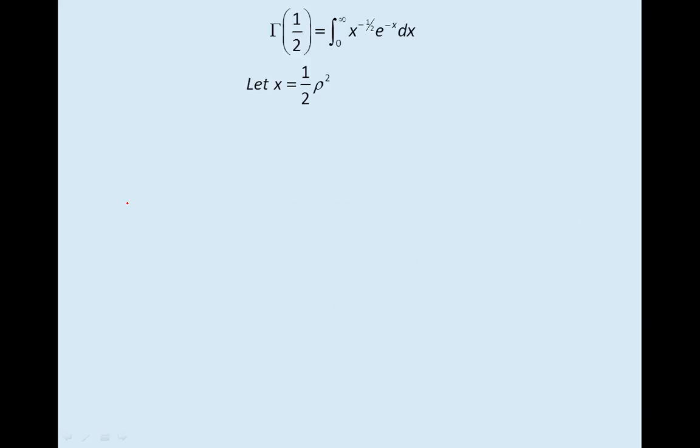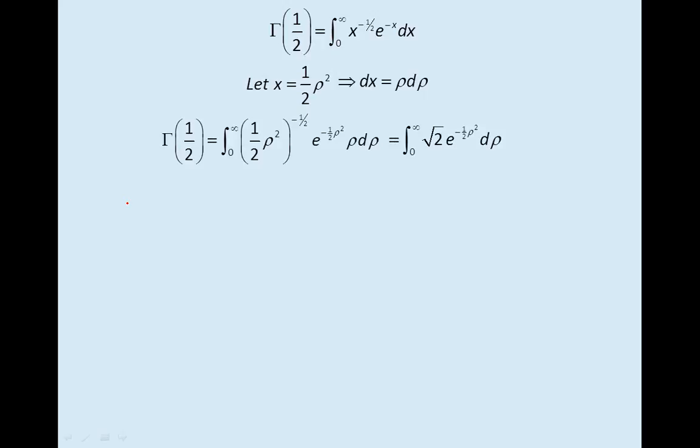So here's what we want to do. I'm going to make a substitution. I'm going to let x be 1/2 rho squared. Now if I do that, dx is rho d rho. Now I plug that in. Just plugging in, and here's what we get. This integral simplifies to the integral from 0 to infinity square root of 2 e to the negative 1/2 rho squared d rho.